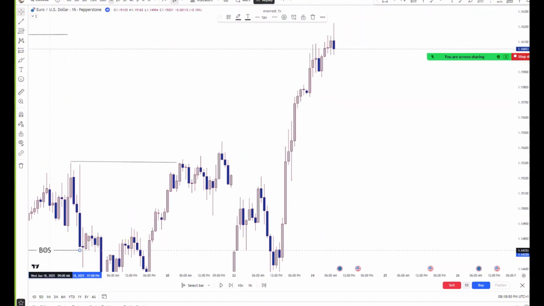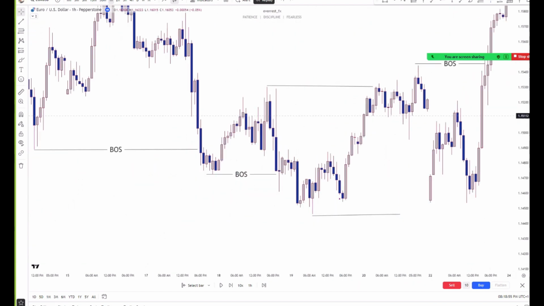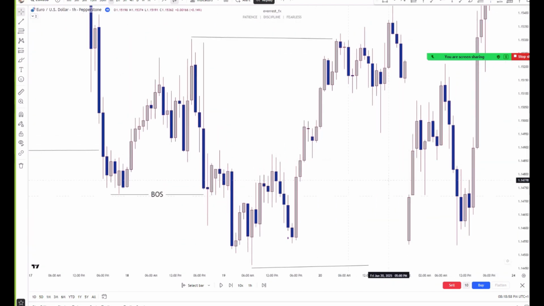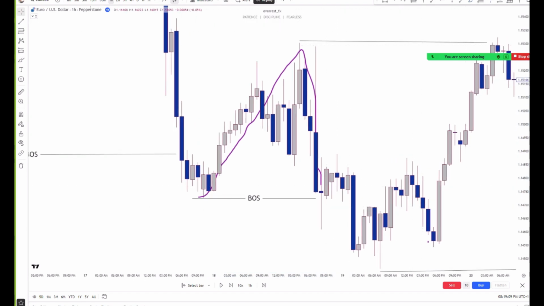Price has broken structure. We have a break of structure here. Now you guys might ask me a little question, what happened here? Is this a break of structure? That's the question. Is this a break of structure?